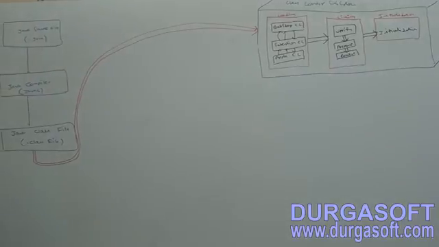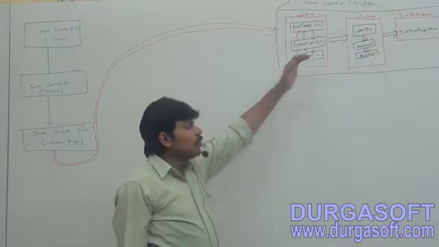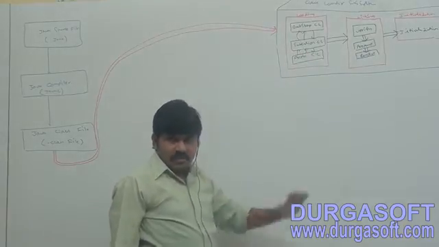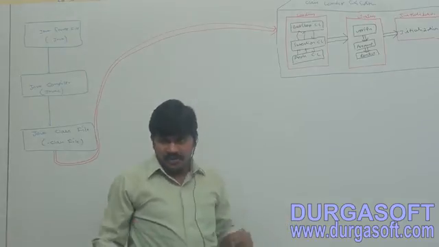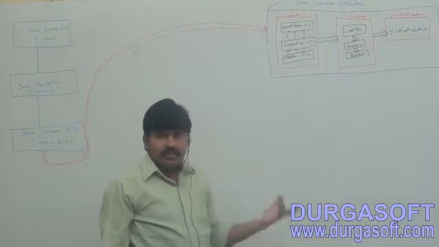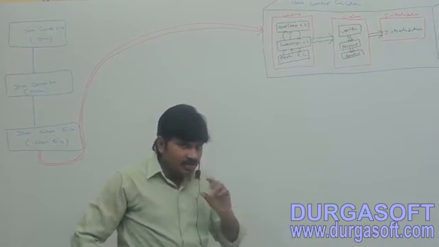Now this class loader subsystem is responsible to load our classes. While loading, some memory must be required, and while executing, some memory must be required. So what are the various memory areas present inside the JVM?